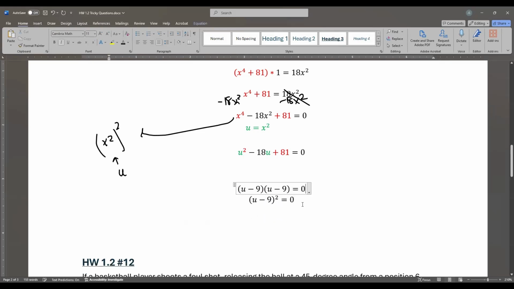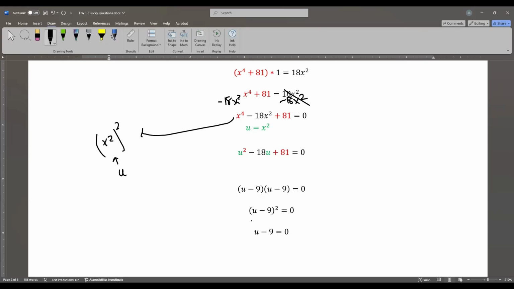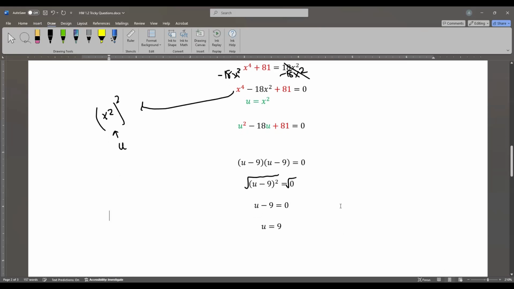And now I'm going to solve this for u. I know that seems a little awkward because I need to solve for x, but we'll get there, I promise. So I'm going to take the square root of both sides, and that's going to leave me with u minus 9 equals 0. So that's what I'm going to draw here real quick. Square root, square root. Okay. And now finally, I'm going to do plus 9 to both sides. And I get u equals 9. So plus 9 here, plus 9 there.